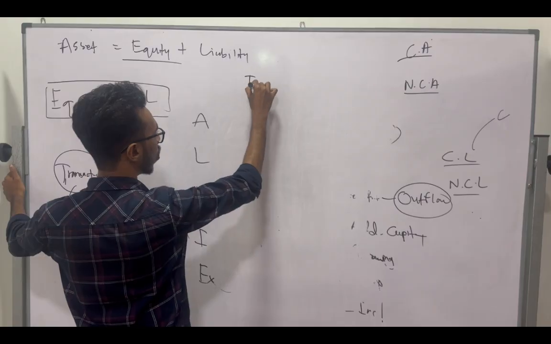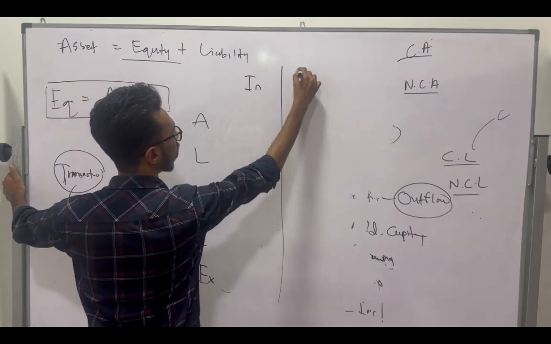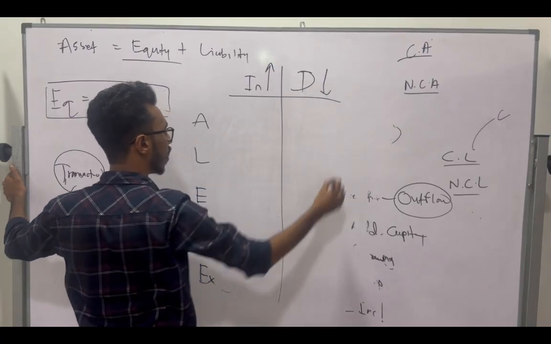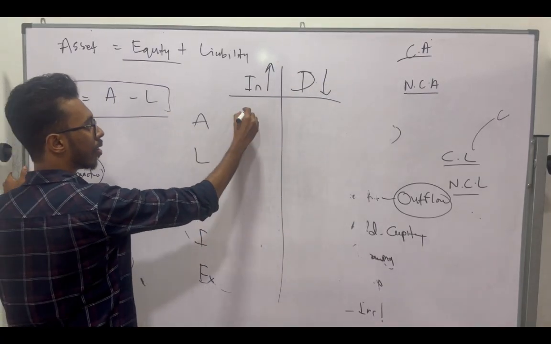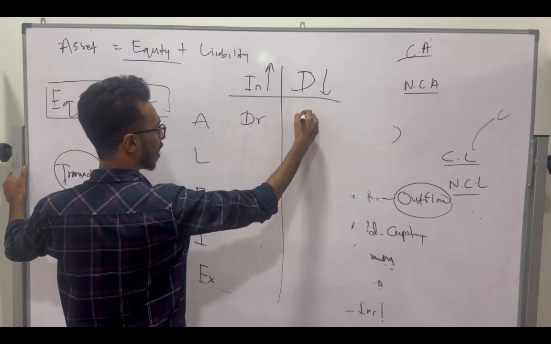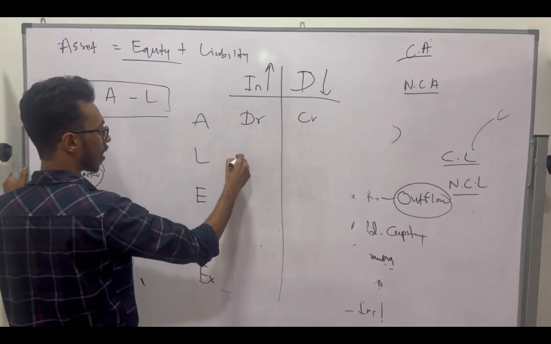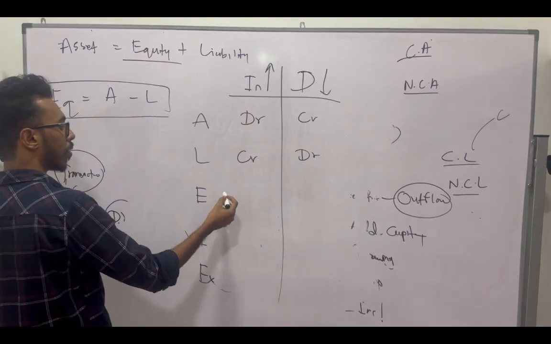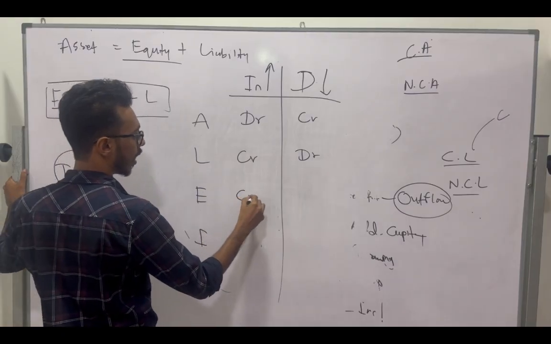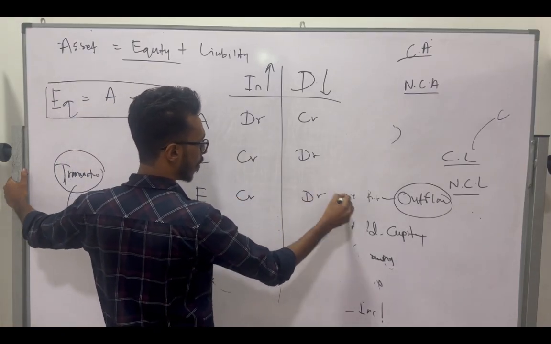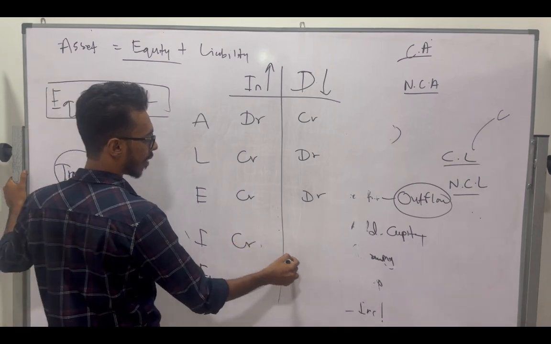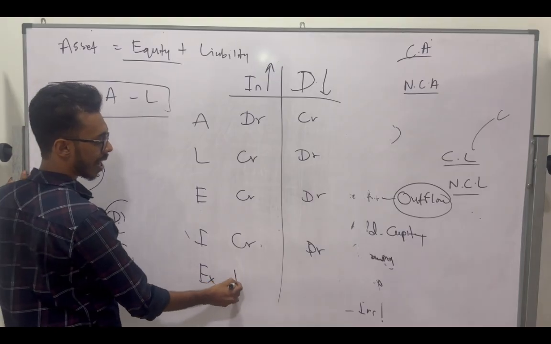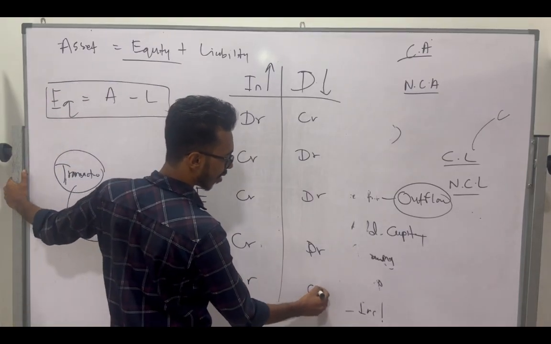When assets increase or decrease, what happens? When an asset increases, we have to debit it. When an asset decreases, we have to credit it. When liabilities increase, we have to credit it. When liabilities decrease, we have to debit it. When equity increases, we have to credit it. When equity decreases, we have to debit it. When income increases, we have to credit it. When income decreases, we have to debit it. When expenses increase, we have to debit it. And when expenses decrease, we have to credit it.